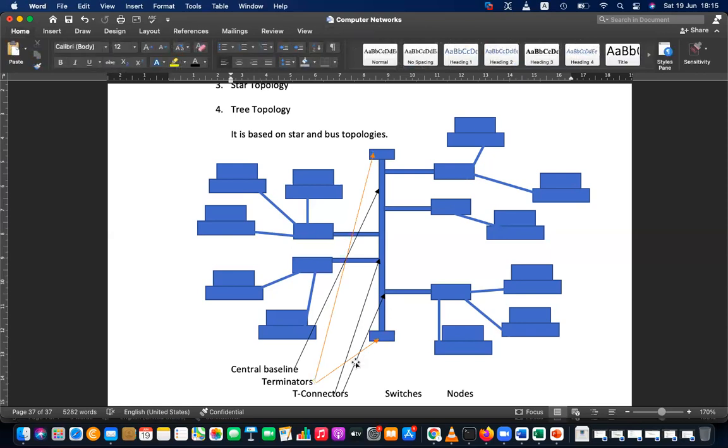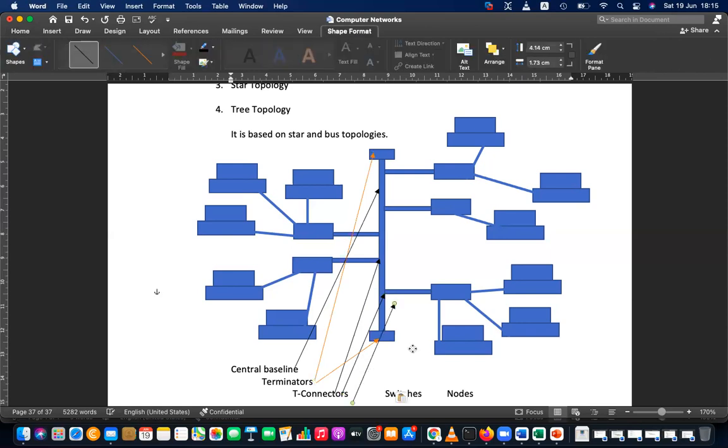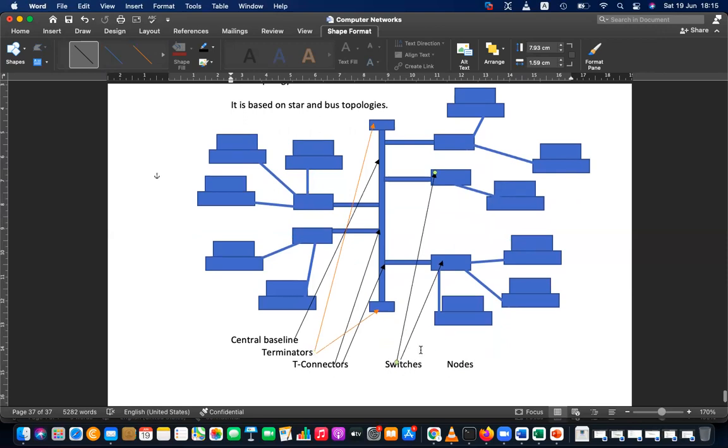Then you have switches. Switches are distributing the connection, repeating the connection to the computers. It's actually like an amplifier. It's getting the signal, amplifying and delivering it to the network. And nodes are the actual connected computers or the computing devices.